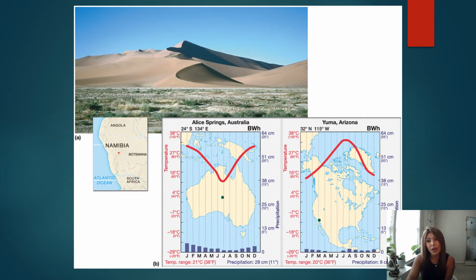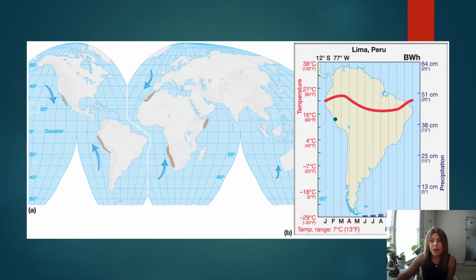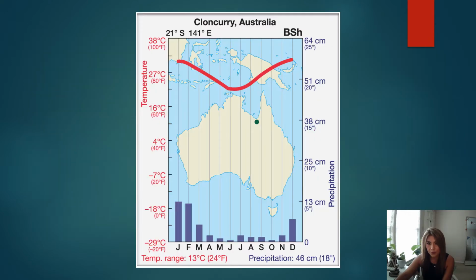Let's look at this climograph. Look at the precipitation in comparison with that climograph that we just looked at. I mean, the numbers were way up there, right? So look at how little rainfall they get, almost nothing. Okay, so Alice Springs, Australia, Yuma, Arizona, Lima, Peru, almost no rainfall at all. And so these are your dry areas of the world. Here's another one.